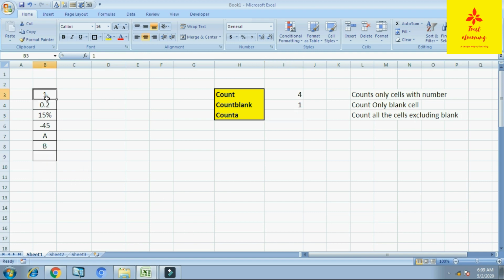Yes, it is correct. Out of these 7 cells, there is only one blank cell. Okay, so this is how COUNTBLANK works.